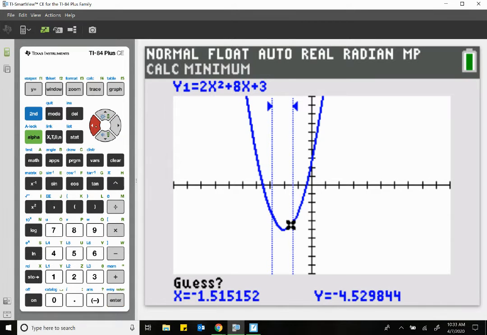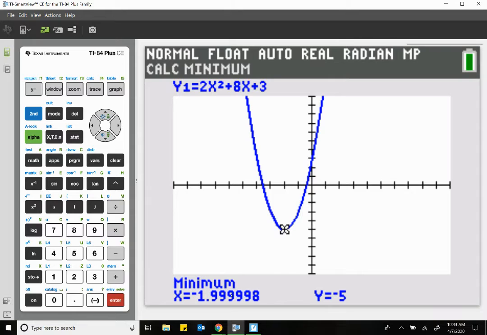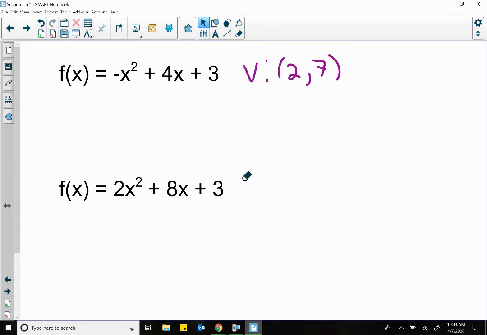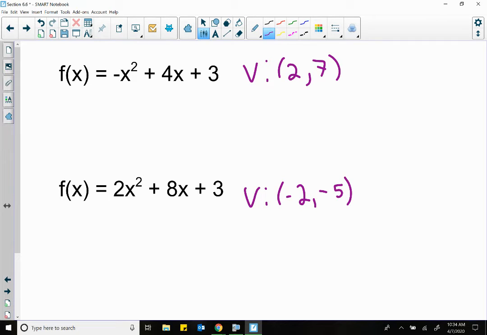Enter. And then I need to take a guess. Close enough. Hey, there's that 0.99999 that I was talking about. So that means round this up to -2, and your y value is -5. Okay? So the vertex is (-2, -5). And there you go.